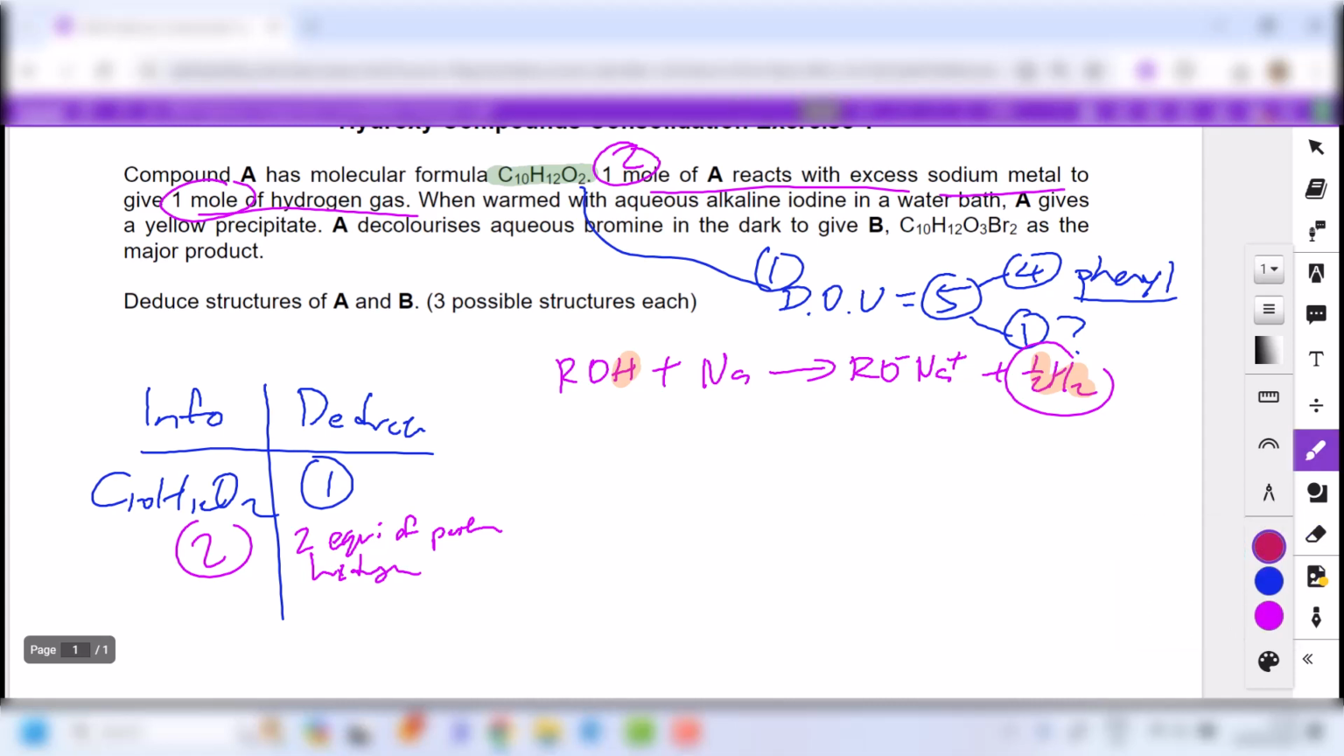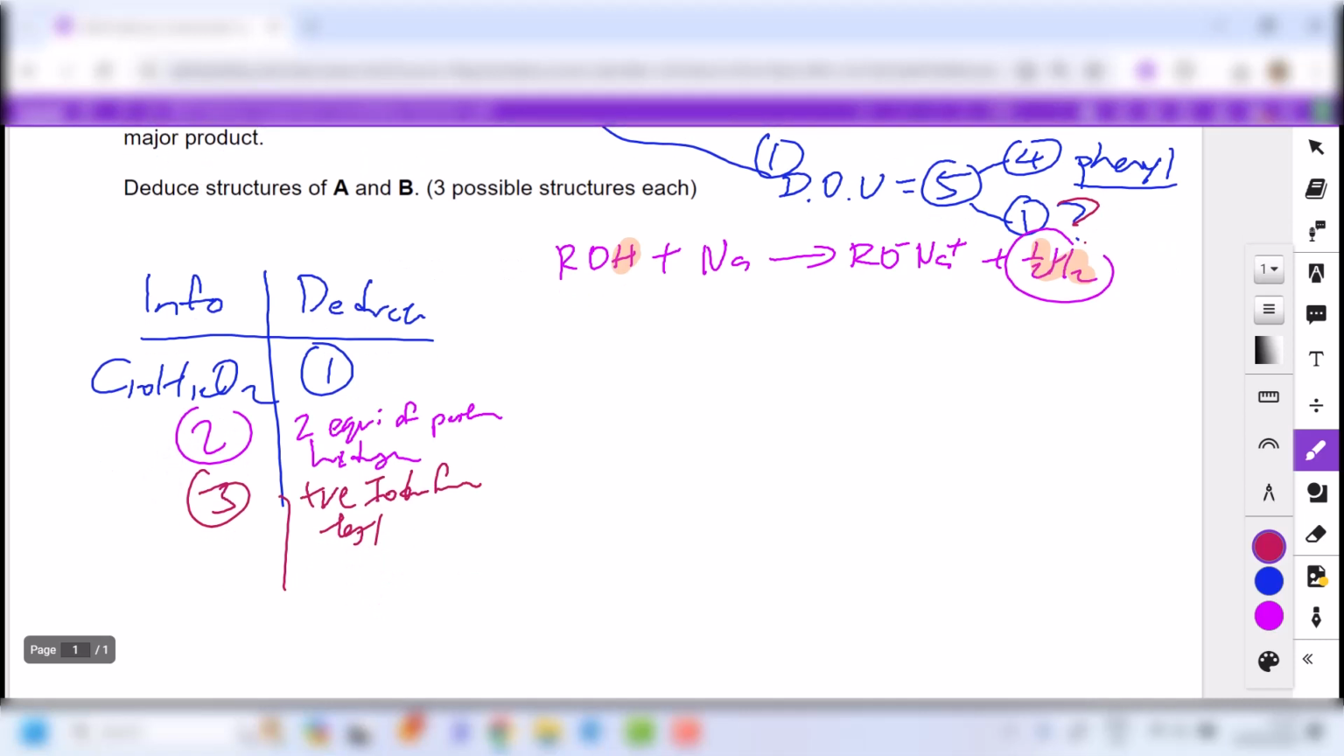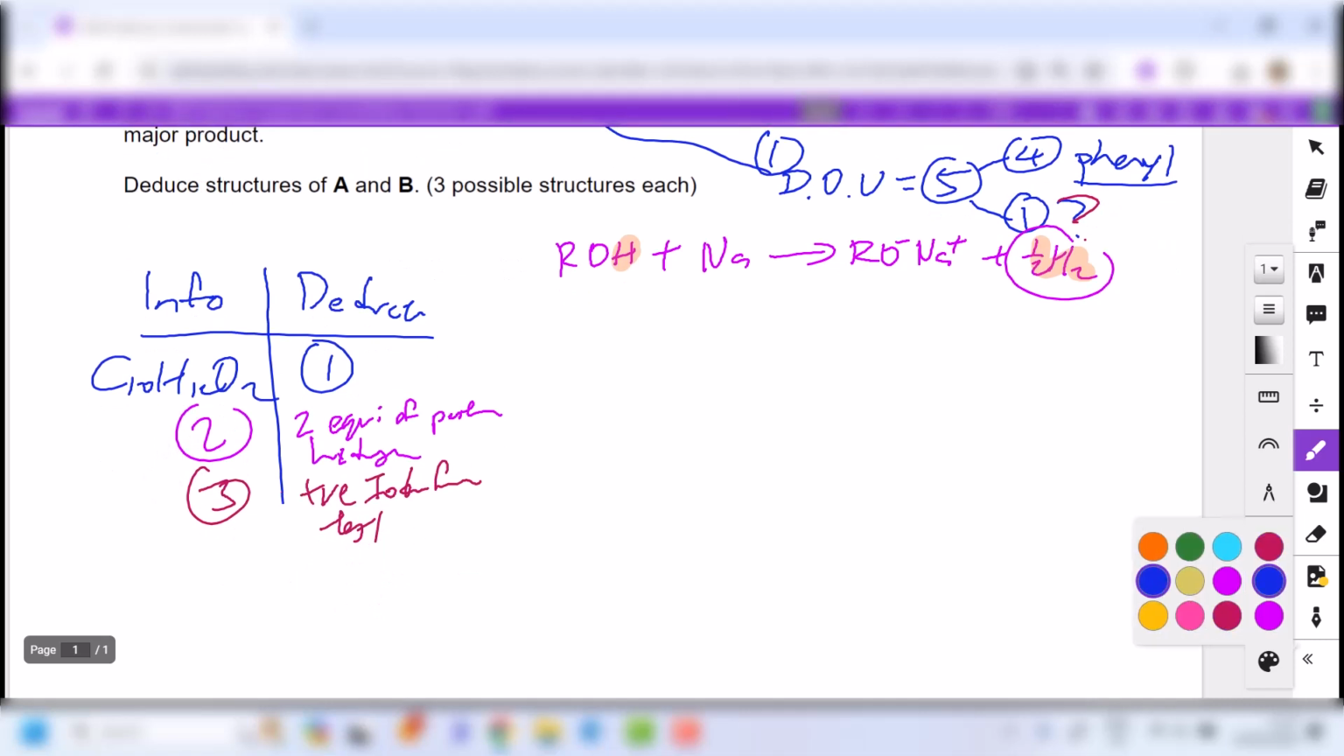Then the third point, so I'm going to change my color. The third point is: when warm with aqueous alkaline iodine in a water bath, A gives a yellow PPT. So I'm going to move down here, third point. Now we have not gotten the deduction for our final degree of unsaturation, so this remains as a question mark. Normally for the third point, we know that this is a positive iodoform test.